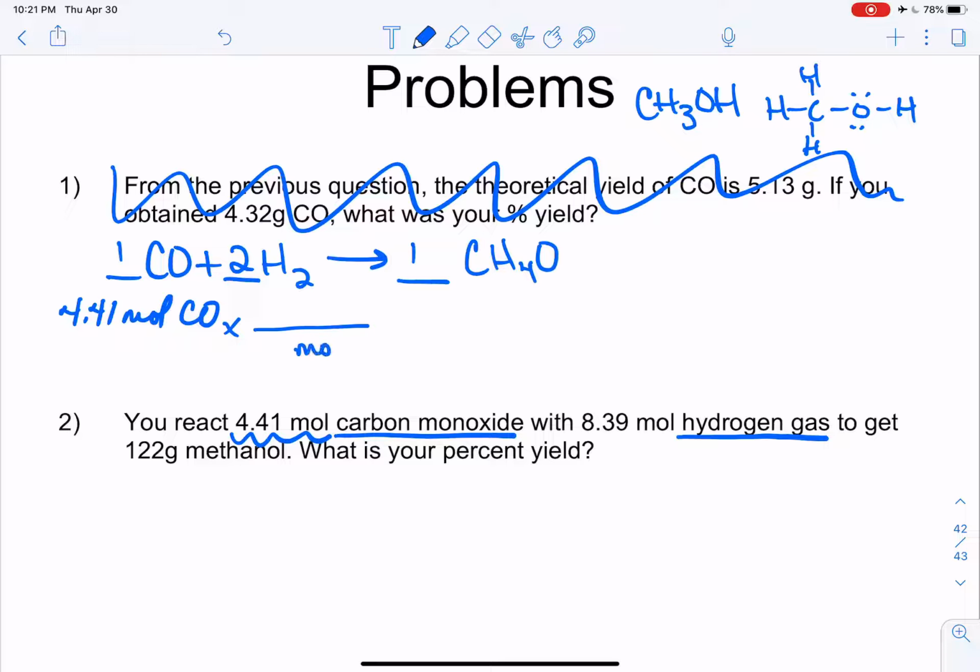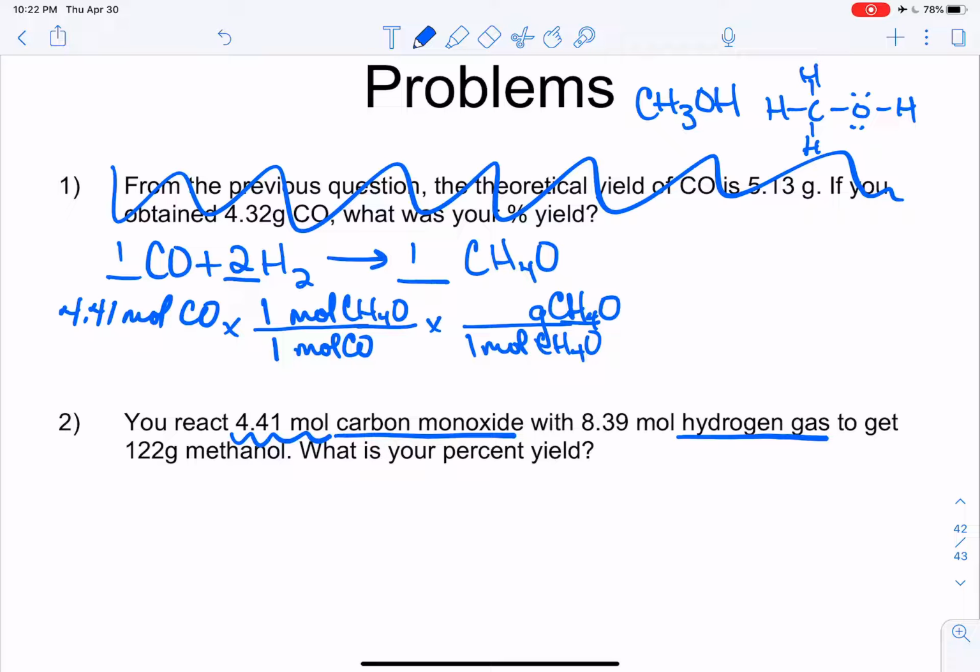So we have moles of carbon monoxide on the bottom, and we have moles of methanol on the top. Now, you're going to consume 1 carbon monoxide for every 1 methanol that you produce. So that's kind of an easy ratio there, 1 to 1. And then we need to do the molar mass for methanol because we need to have it in grams. So whenever we do the molar mass, we're going to put a 1 next to the mole, and then we're going to have grams on top.